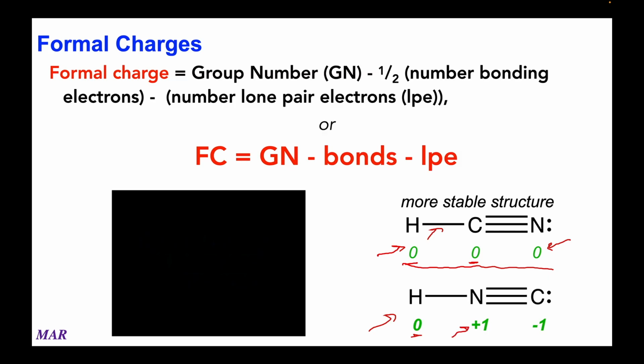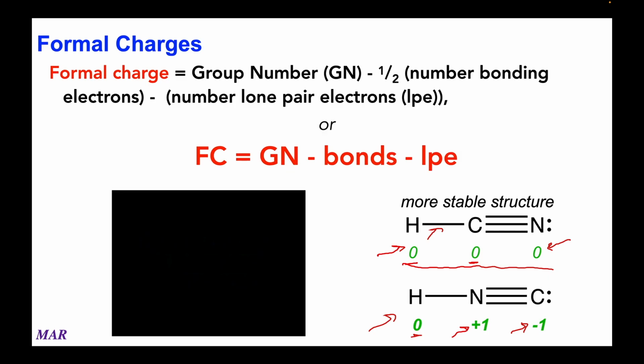The carbon on the end, group number 4, 4 minus 3 bonds to nitrogen, minus 2 lone pair electrons, 4 minus 3 minus 2, minus 1. All right. Now, if you add those 3 formal charges together, 0 plus 1 minus 1, they all go to 0. And that's good because hydrogen isocyanide is also neutral.